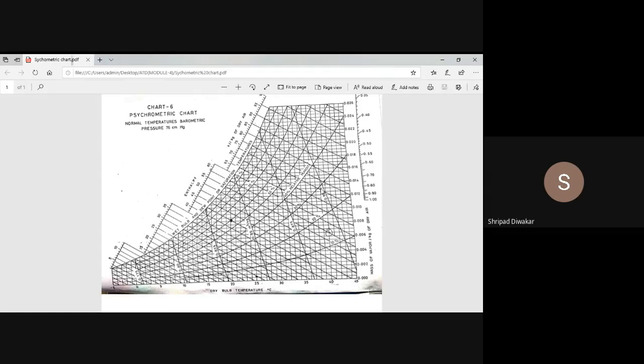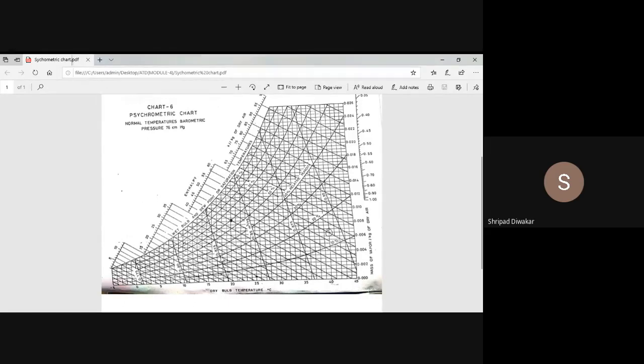Sometimes they ask you to find the specific volume at a particular given condition. You already know how to locate the point. 10 degree, 5, 6, 7, 8, 9, 10 is this one, and you move in the inclined direction to where it cuts the 20 degree. Somewhere it cuts here, and this is the intersection point. The relative humidity is 30%, and that point is nearer to the 0.825 line.